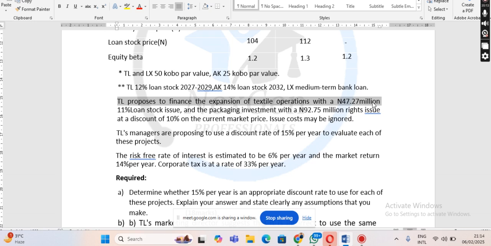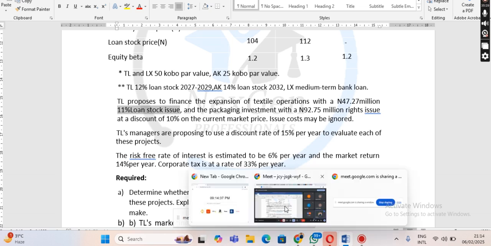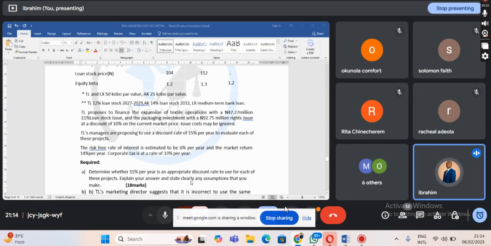I said this is the market value of debt for the textile, right? And this is the cost of debt for the textile. Now, the packaging investment with rights issue. Don't forget that the company wants to go into the expansion as well. So when you want to determine the WACC, you need to use the elements of the textile as well as the packaging, because you cannot separate them. Why? Because it is for the same company you are calculating for.